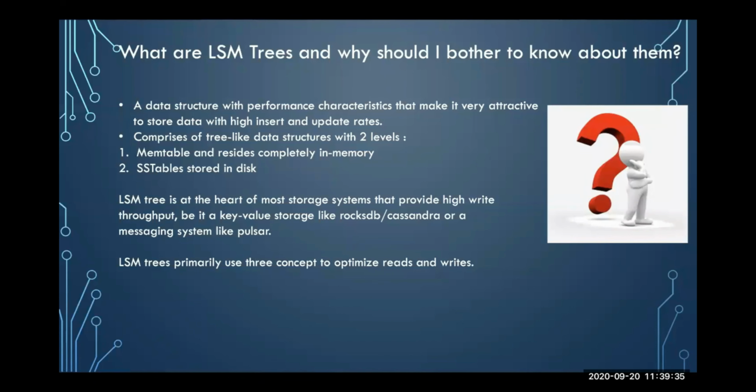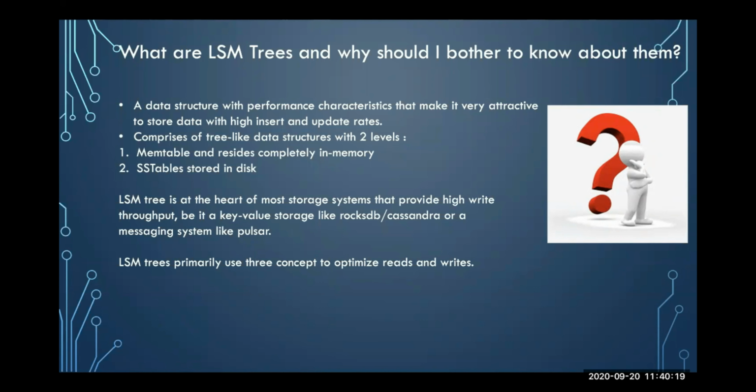B plus trees and LSM trees are two data structures that we usually hear when we are talking about a database. B plus trees are used when we want less search and insertion times, but LSM trees on the other hand are used when we have a write intensive data set and our reads are not that high. It's a data structure with performance characteristics that make it very attractive to store data with high insert and update rates.